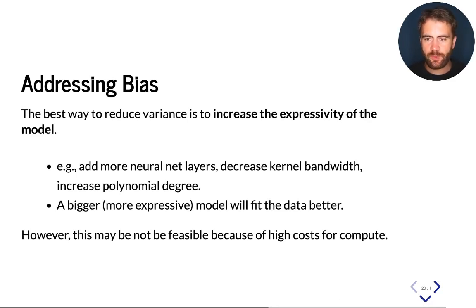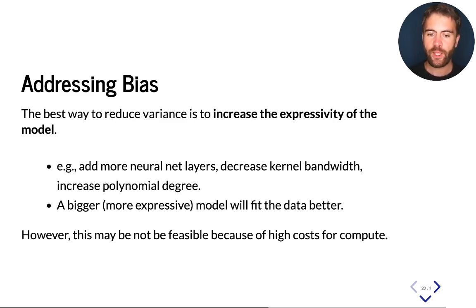So these were some examples of fixing variance problems. Here are now some examples of fixing bias problems. There is also one ideal approach for reducing bias, which is to increase the expressivity of the model. So if our model is too simple, then it will not fit the data well, and we need to make this model more complex. We need to make it bigger.